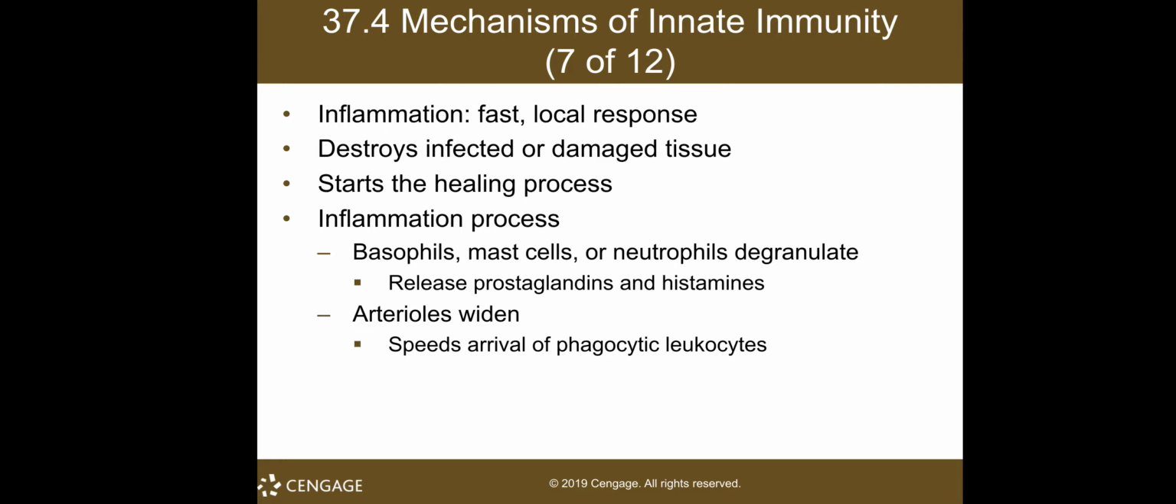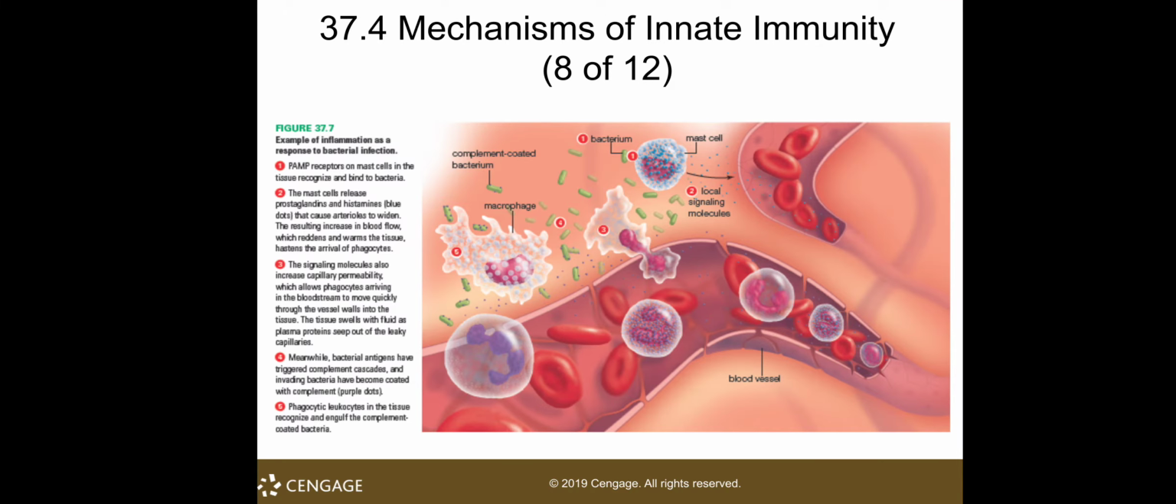The arterioles also widen. It speeds up the arrival of the phagocytic leukocytes. That's why during inflammation, you will see redness of the area. There's heat in the area. There is swelling because of the swelled blood vessels. Basically, your blood cells are fighting off the infection in that area.